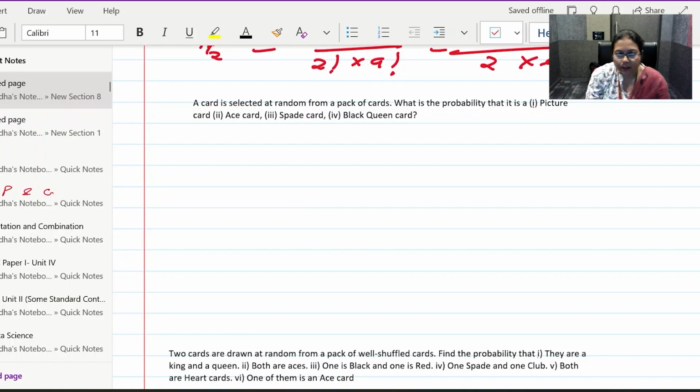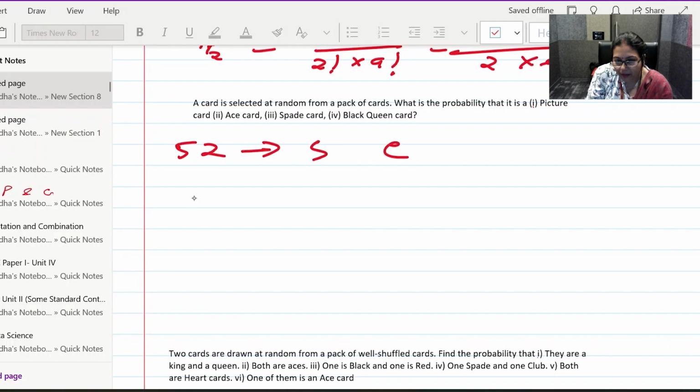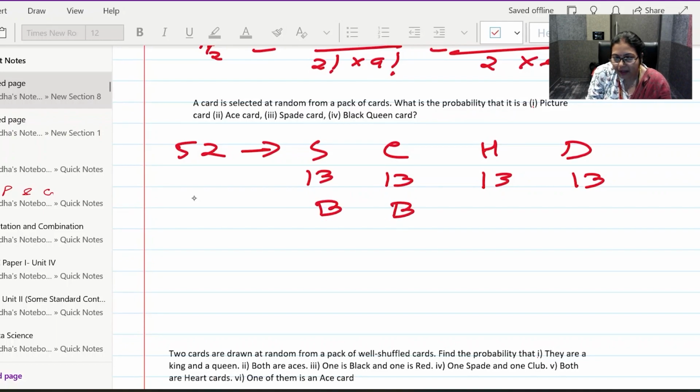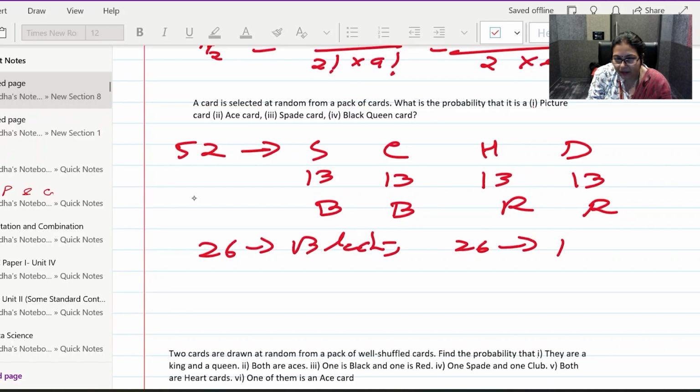In playing cards, how many cards are there in total? There are 52. And how many types are there? There are 4 types: spade, club, heart and diamond. Each type has 13 cards: 13 spade, 13 club, 13 heart and 13 diamond cards. Spade cards are black, club cards are black, heart cards are red and diamond cards are also red. So in total there are 26 black cards and 26 red cards.